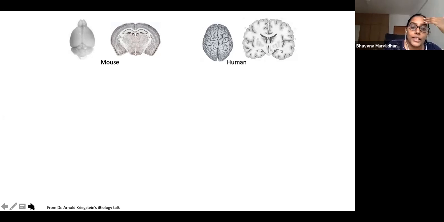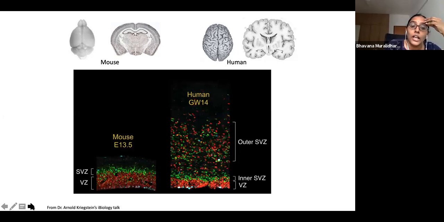Now, if you look at the corresponding development in the cortex embryonically, one thing jumps out at you. You're all familiar with this mouse brain. This is an embryo on day 13.5. This marks the VZ, this marks the SVZ. VZ consists of apical radial glia, SVZ consists of intermediate progenitors. Now, what jumps out at you at the same gestational week 14 from the human brain is this expanded outer SVZ.